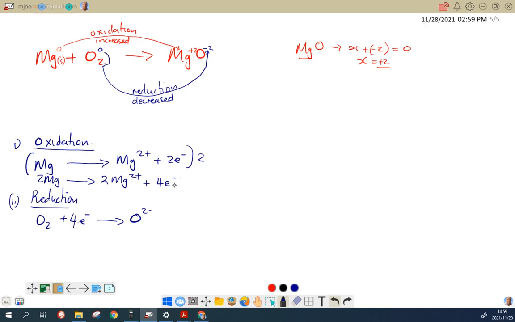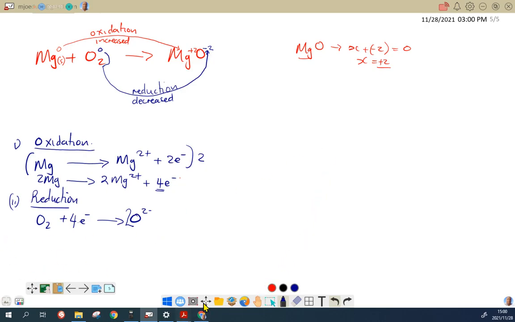Then we now have the 4 electrons that were lost by the magnesium; these are the 4 electrons that are going to be gained by the oxygen. And there are 2 of these oxygen atoms. Here we've got 1 at the moment, so there will be 2 of those.